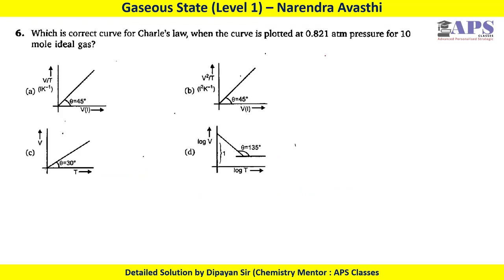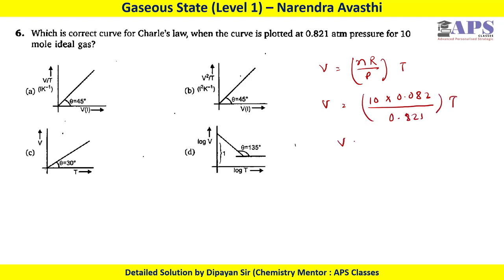Here we have Charles law, that is V equal to nR by P multiplied by T. Now according to the problem, number of moles is 10, R value is 0.0821 and pressure is given as 0.821. So multiplied by T. Okay, V equal to T. Now we can say that V equal to KT. So option C is the correct option. Here we have to find which is the correct curve. Okay, and here we can see that V versus T is a straight line passing through origin, but the problem is this is 30 degree. Here we have theta equal to 45 degree. Okay, so it is not a correct option.